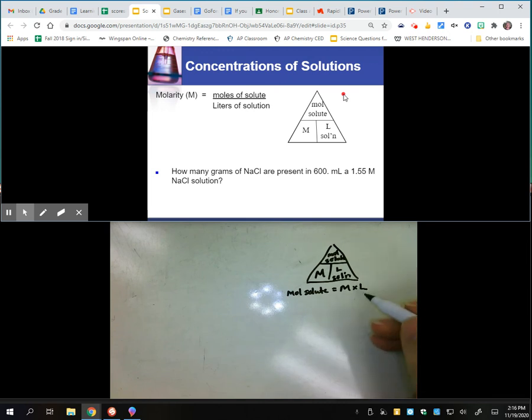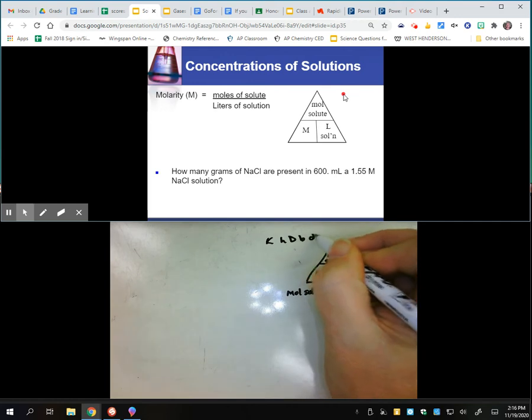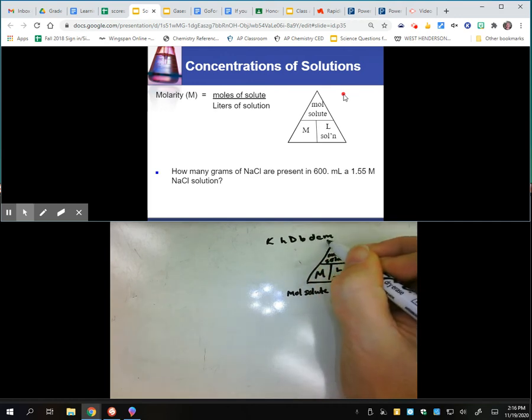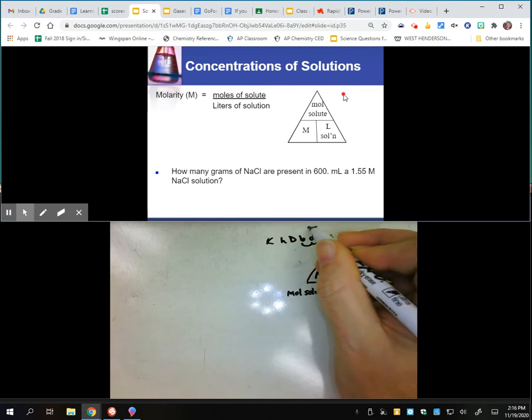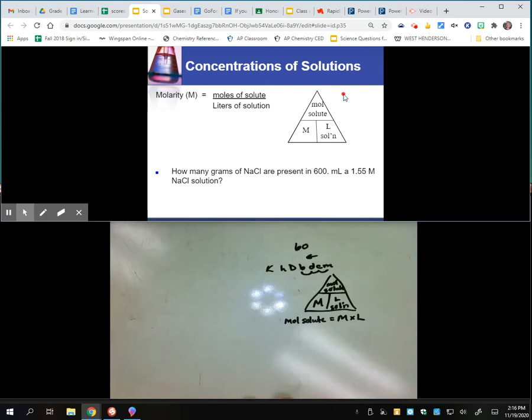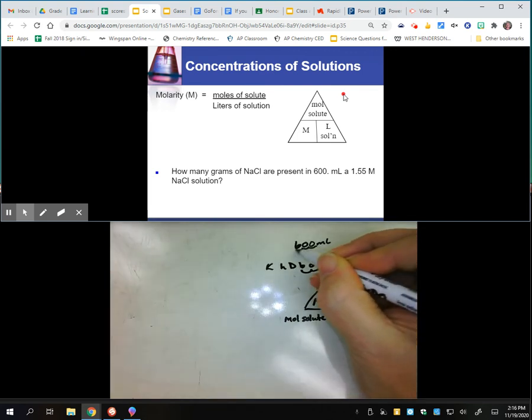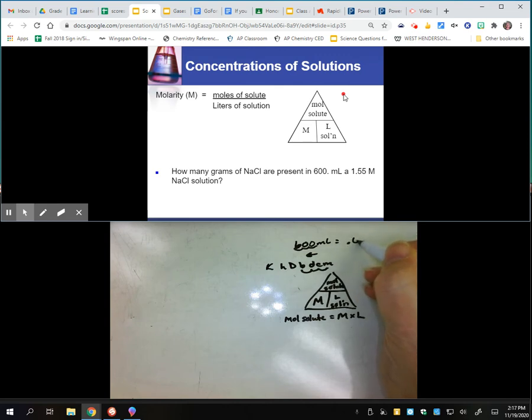All right. Well, they give me the liters. Oh, they don't give me the liters. They give me 600 milliliters. So to go back, King Henry's daughter bakes delicious chocolate muffins. I'm at milli, and I need to go back to a base unit. So 1, 2, 3 in that direction. So 600 milliliters, 1, 2, 3. So that's going to be 0.6 liters.